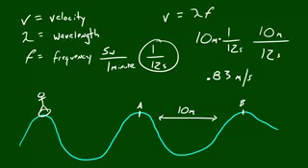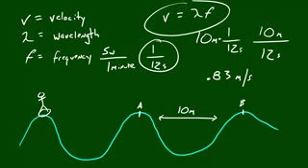So again, that is how you calculate the velocity or wavelength or frequency using this formula right here. And if you want to calculate the wavelength, then you just divide both sides by the frequency. But for this formula, this is usually how it's written: velocity of a wave equals the wavelength times its frequency.